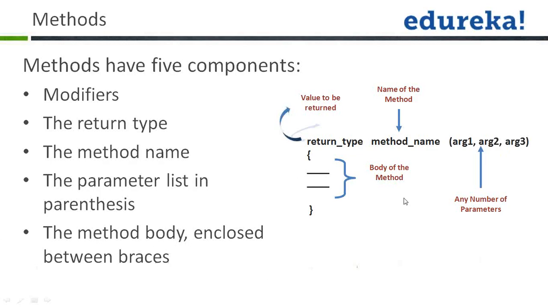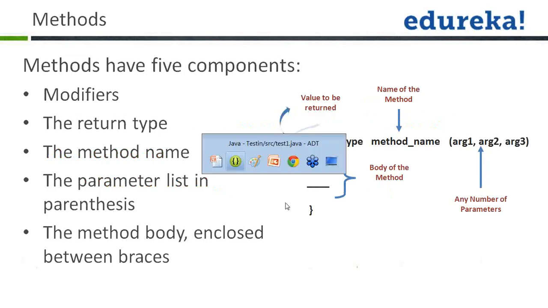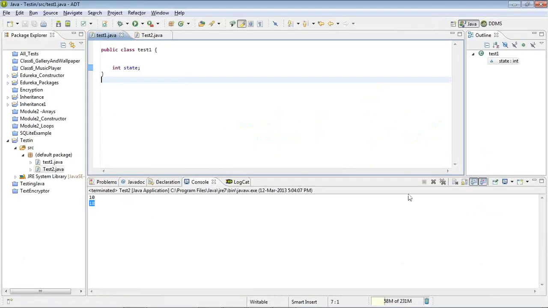Now we come to the part that is body. In the body you'll be providing the definition of the operation that has to be performed. That means the functionality of this particular method will be present in the body of the method, enclosed between the curly braces. Okay, so these are the components. Before going to method overloading, let's see how to create methods.